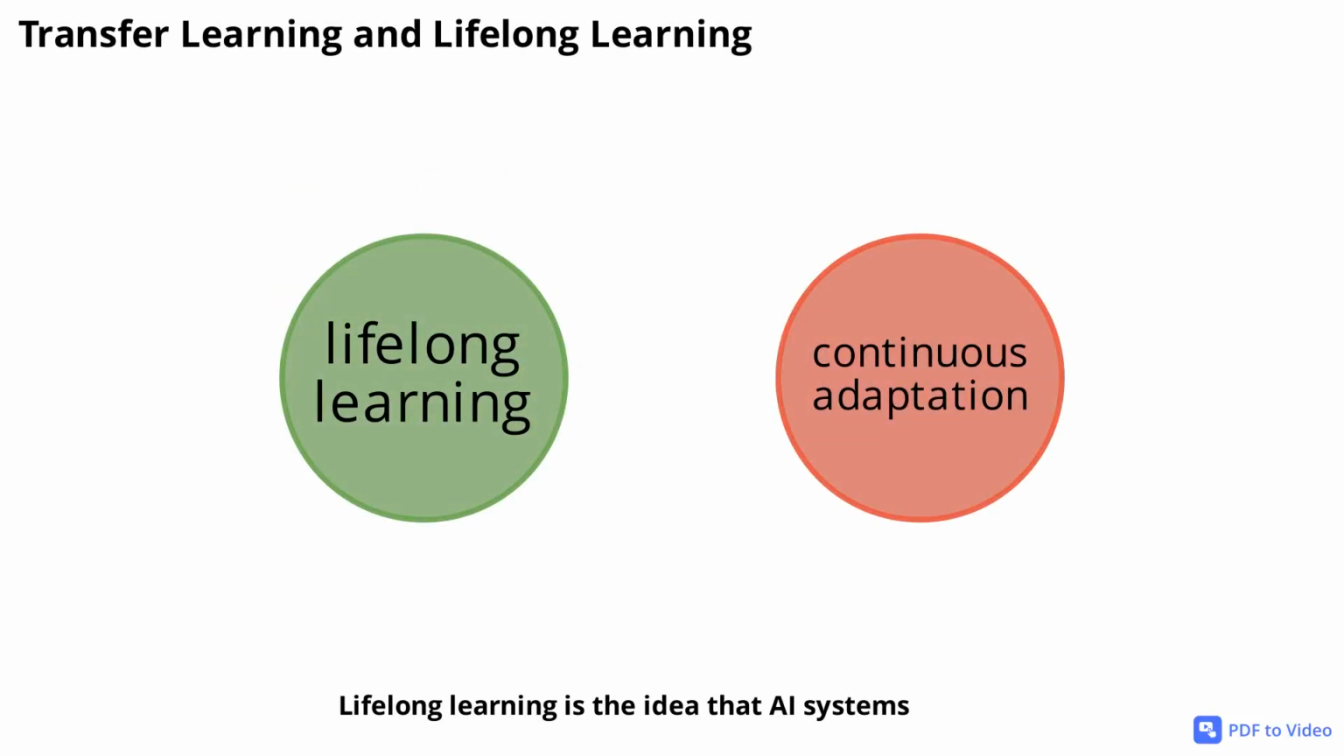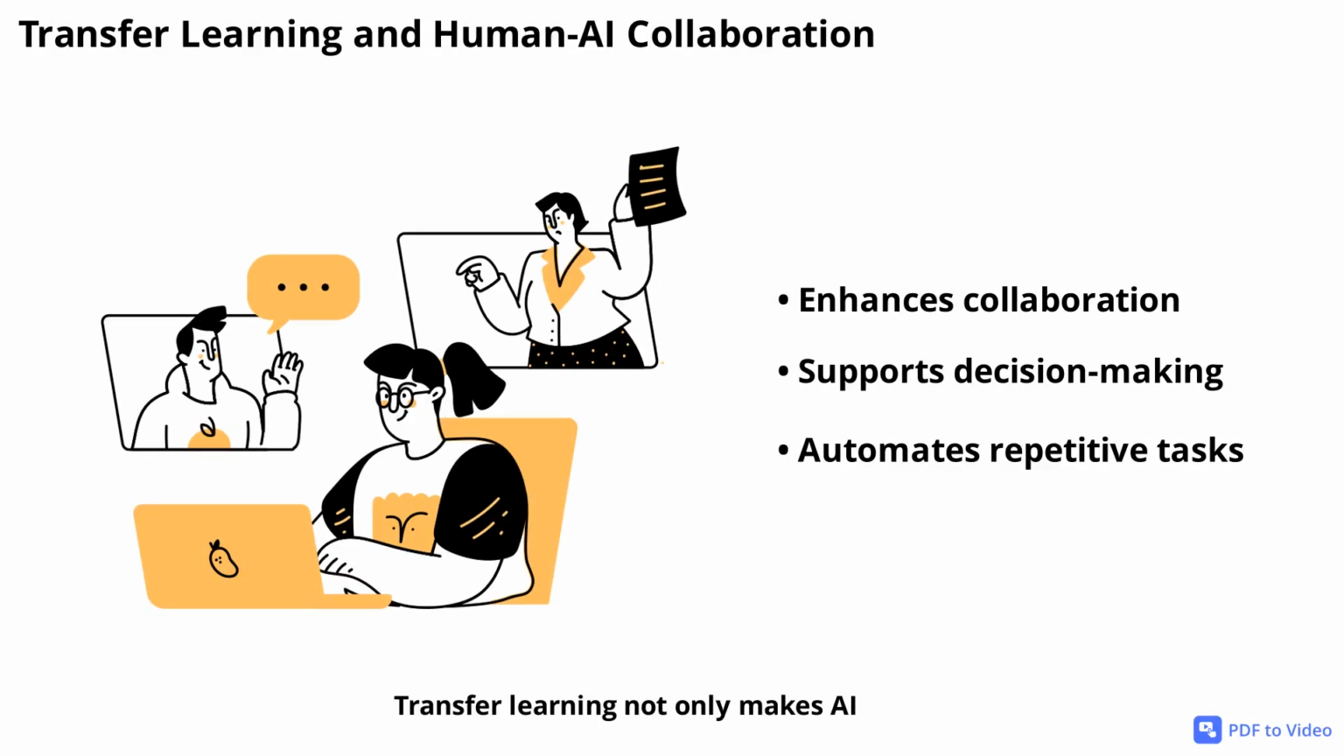Lifelong learning is the idea that AI systems should continuously learn and adapt throughout their existence. Transfer learning is a key enabler of this vision, allowing models to accumulate knowledge over time and apply it to new challenges as they arise. Transfer learning not only makes AI smarter, but also enhances human-AI collaboration. By quickly adapting to new tasks, AI systems can better support human decision-making, automate repetitive work, and unlock new possibilities across professions.